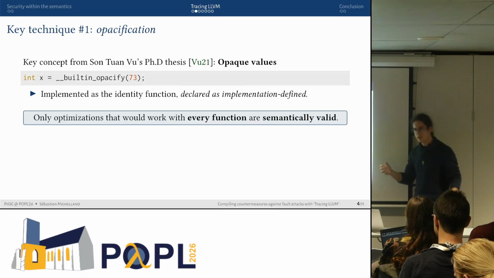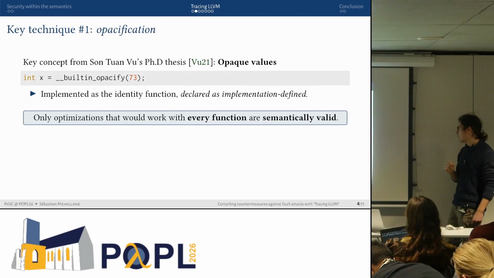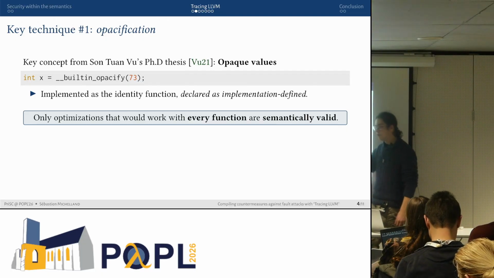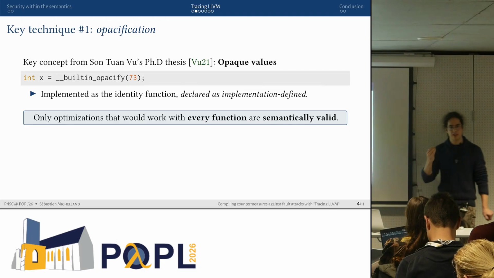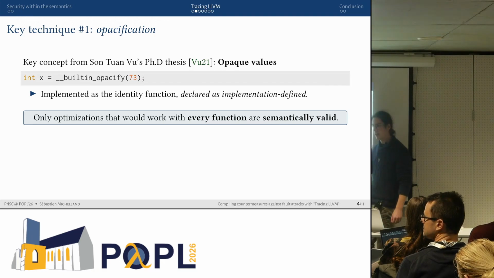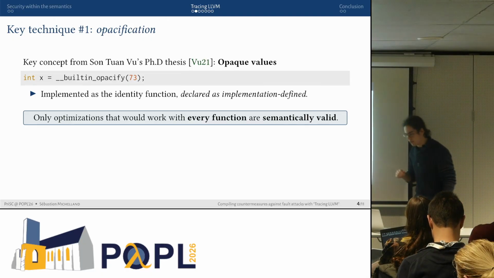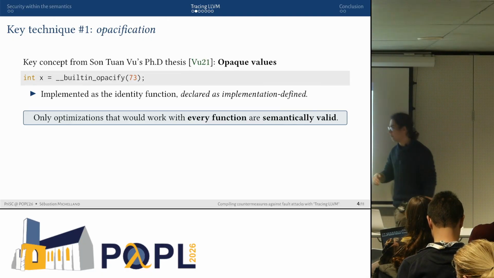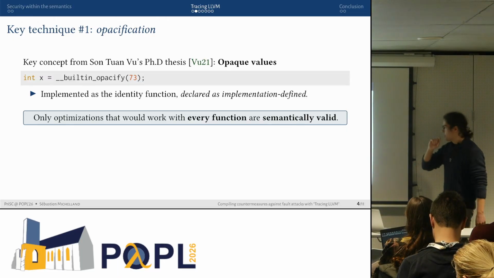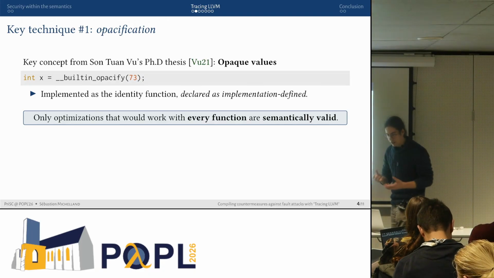The point of this function is that it's going to be the identity, so the semantics of the program are unaffected, but we declare the function as implementation defined. So we tell the compiler it could be anything. Because of this, the compiler is forced to perform only optimizations that would be valid for all implementations of the function. Otherwise, it's semantically incorrect. So for instance, the compiler cannot replace x with 73, because that would be invalid for an implementation of opacify that does +1. Right? So this is how we semantically wrap our compilation constraints.